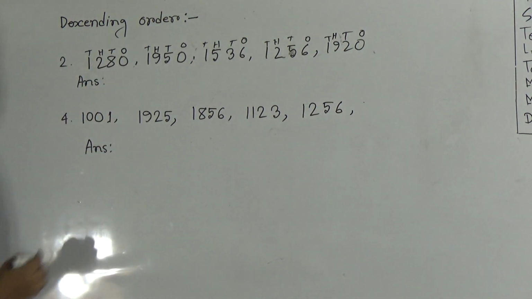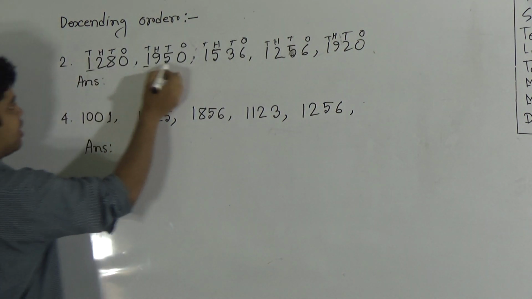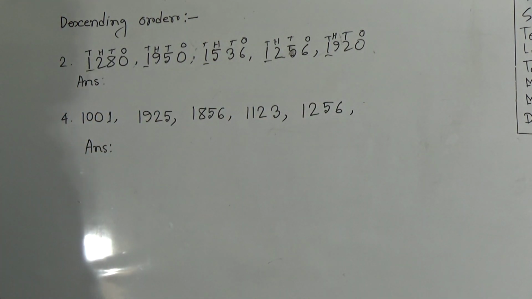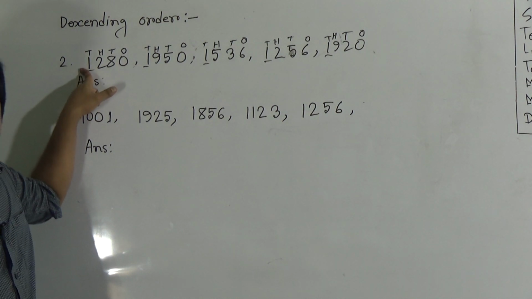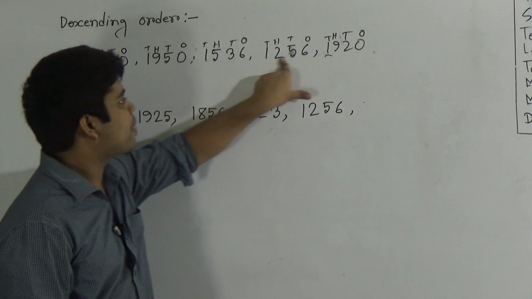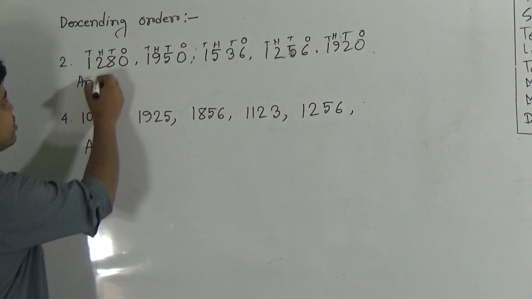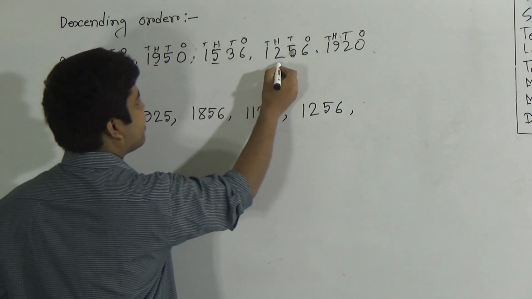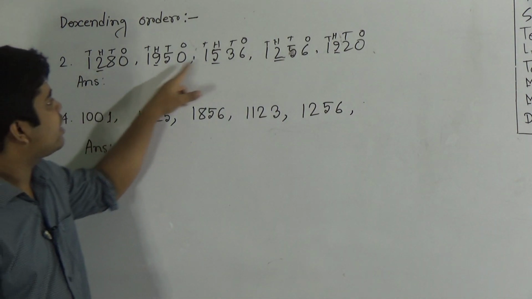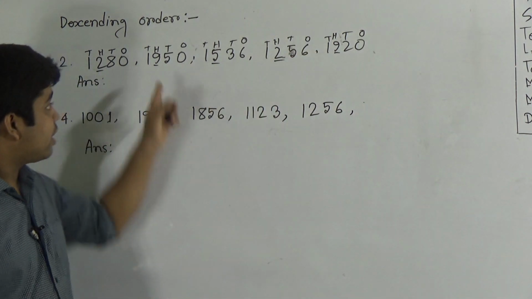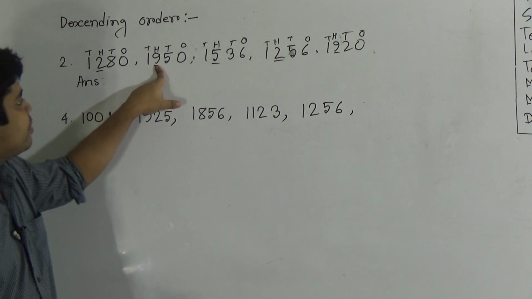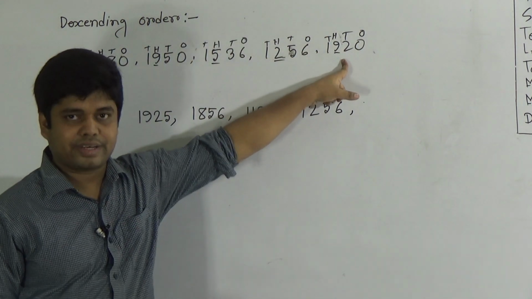Now, first of all you notice the thousands place digits are all the same, so there is no difference. We can say all start from 1000. So we notice the next digit of the numbers. The next digits are 2, 9, 5, 2, 9. Among these, the 9s are greater than the others, so these will be the greatest numbers.